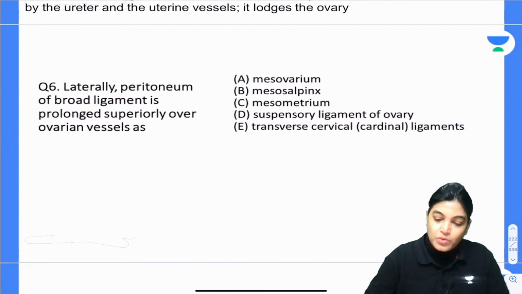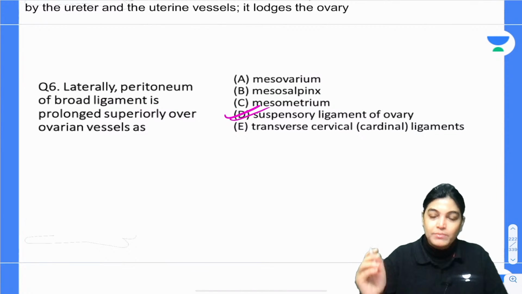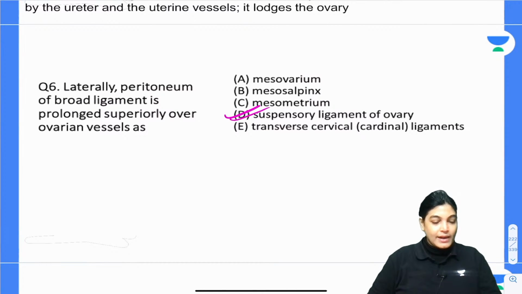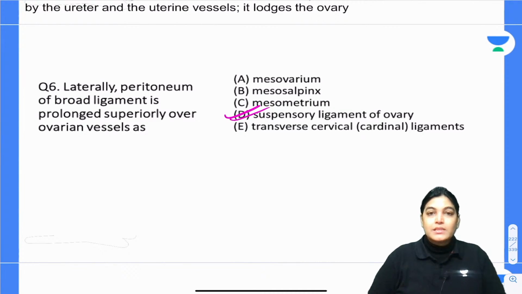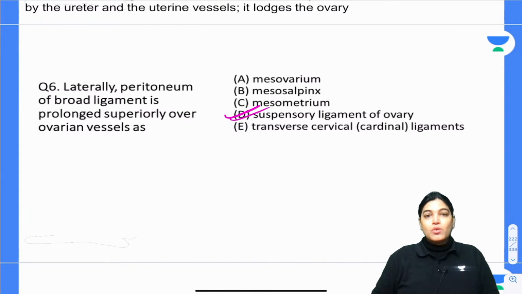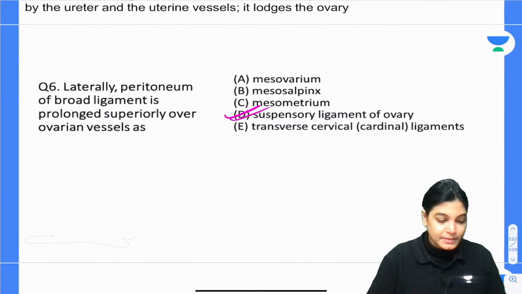Okay, so it's the suspensory ligament of ovary. The correct answer is suspensory ligament of ovary, which is also called the infundibulopelvic ligament.